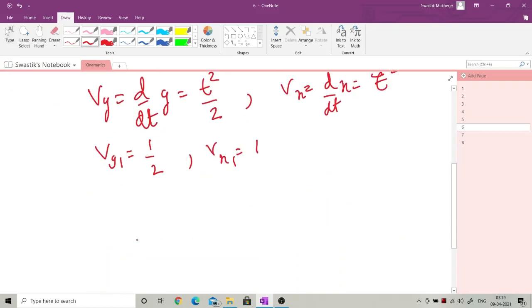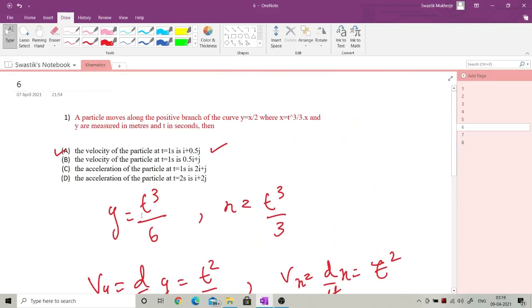Now let's talk about the acceleration. a_y is equal to d/dt of v_y. Now d/dt is also represented by this symbol, when time is the independent variable. It's called v_y dot. It is t, and a_x equals 2t.